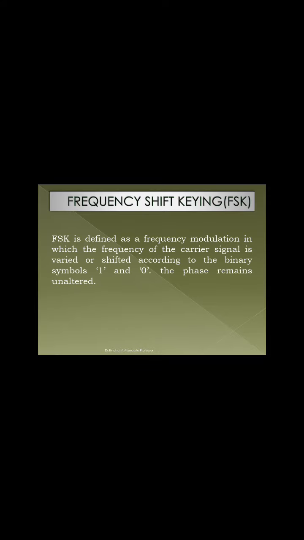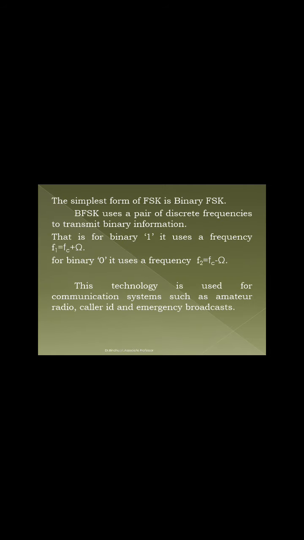Okay. First, we'll go through the frequency shift keying principle. In frequency shift keying, frequency modulation happens in which the frequency of the carrier signal is varied for different bits, binary 0 and binary 1. It's a non-linear method of passband transmission. The simplest form of FSK is binary FSK, which uses two frequency values.